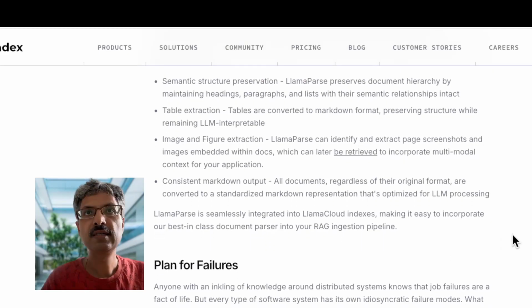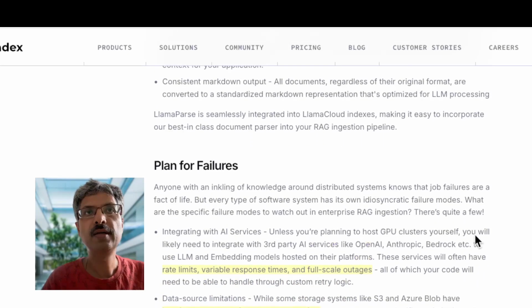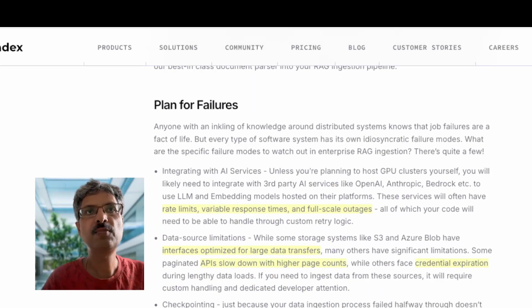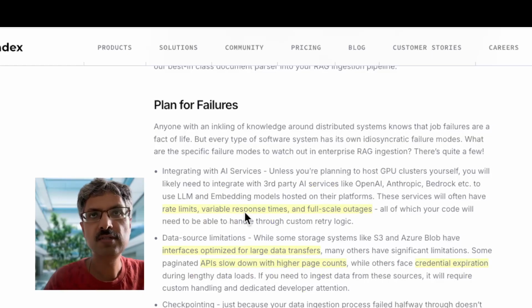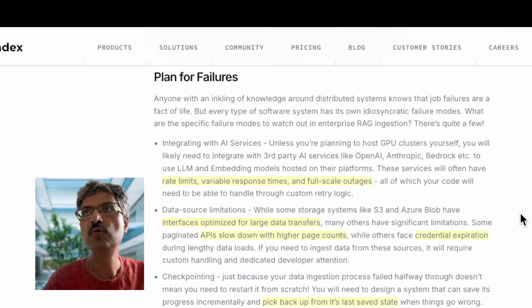Document parsing is an independent issue, but it faces the same problem that you have with workloads. If you're integrating with AI services, there are rate limits, variable response time, and full-scale outages. And now your queuing and your analysis have to take into account all of these factors and have retry logic, for example, to make sure it still works in the presence of them.